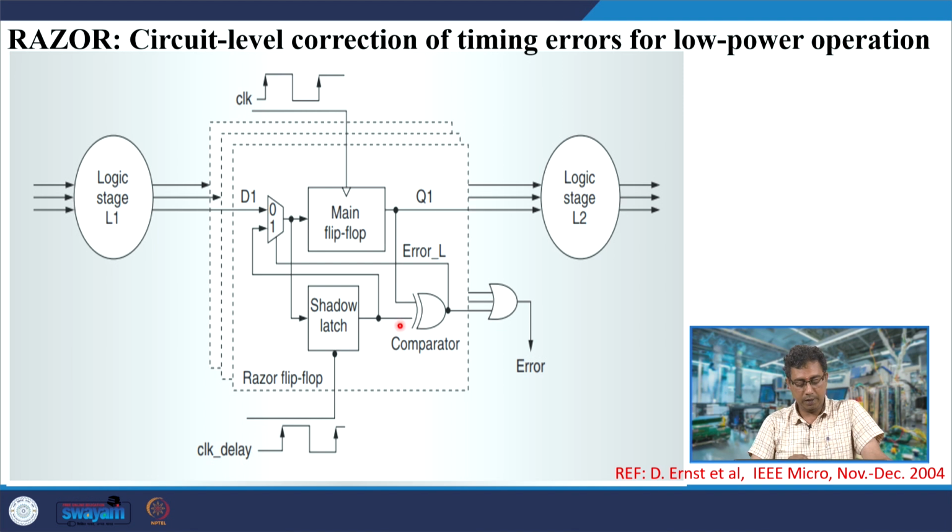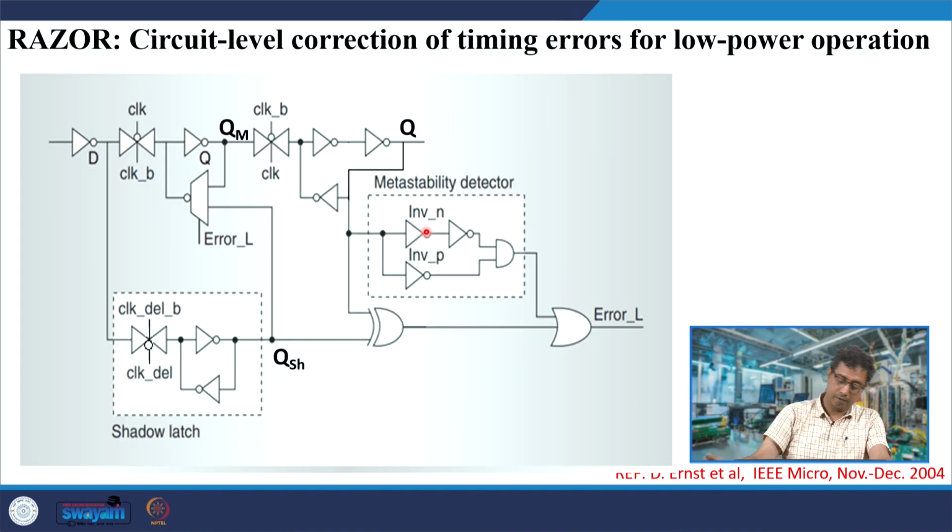Okay. So in such a case you will have the output to be 1, and that would make the shadow latch output be given to the main flip flop, and you would get the correct output of the main flip flop. So, how is this implemented? One very popular circuit we will look at. Here is an implementation of the razor concept.